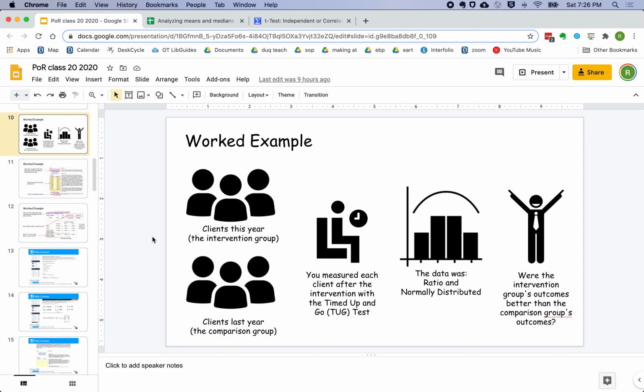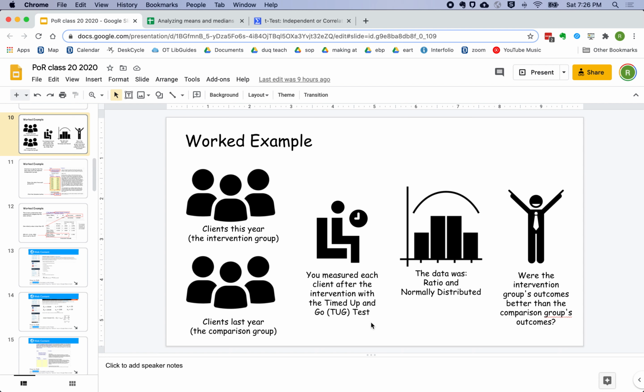Consider this example. Let's say you work at an acute care facility for stroke survivors. In the previous year, using the treatment that you've normally used, you recorded results at discharge for each client using the timed up and go test. And then this year, you introduce a new intervention, so something different.